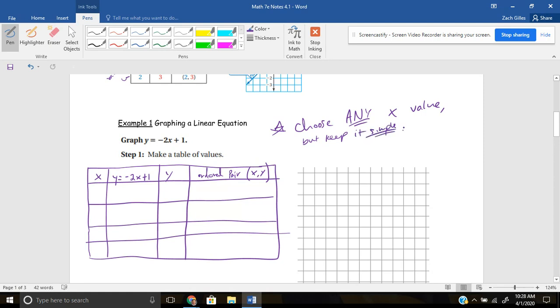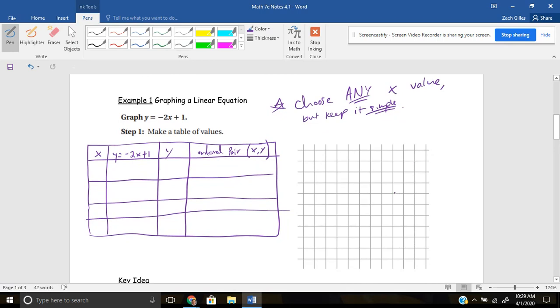All right? So the ones that I usually like to choose are like 0, 1, 2, and 3. Sometimes it could be helpful to have a negative in there as well. So I'll choose negative 1, 0, positive 1, and 2. These are simple, easy numbers that I can very easily substitute into my equation of y equals negative 2x plus 1. Again, it doesn't matter what x you choose. You can pick any number, but I like to keep it simple.